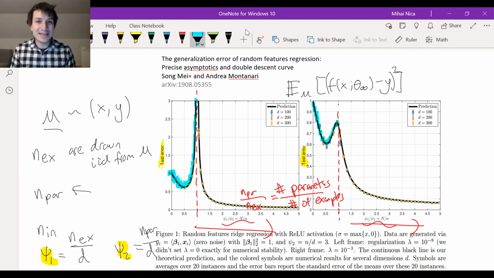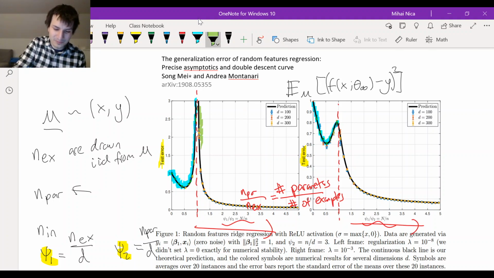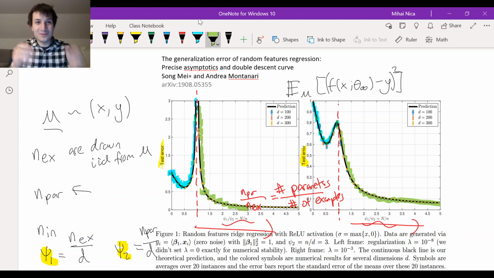But what's interesting is when you're very over-parameterized, the error starts to go down again. So that's the second half of the curve, and that's why it's called a double descent curve, because the error starts to go down again. And what these people have shown, in this very simple model through some very complicated calculations, is that the error starts to go back down again as you get more and more over-parameterized.